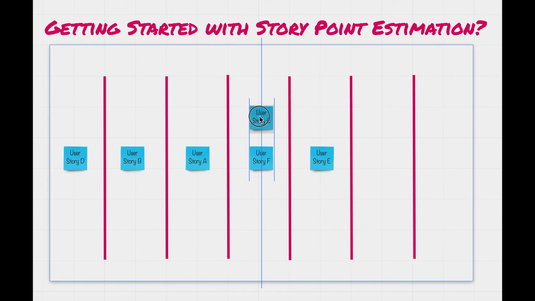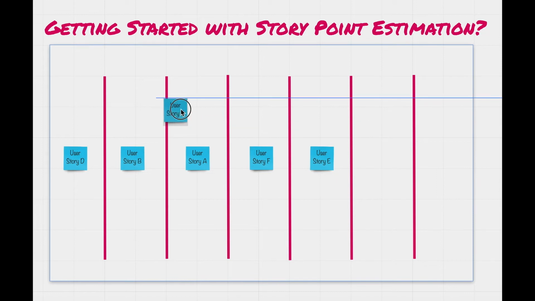Otherwise, what you can also do is say maybe this user story is marginally bigger, but not as big as user story F in terms of size and complexity. So then you can put it over here in the third column.